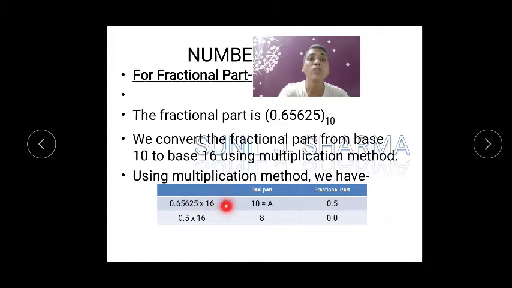Okay, there are so many decimals, so you can ignore that. Then you have 0.5 into 16, that is 8.00. So your answer will be 8, and now we don't go ahead because 0 has already been reached here, so we'll stop here. So your answer will be A8.